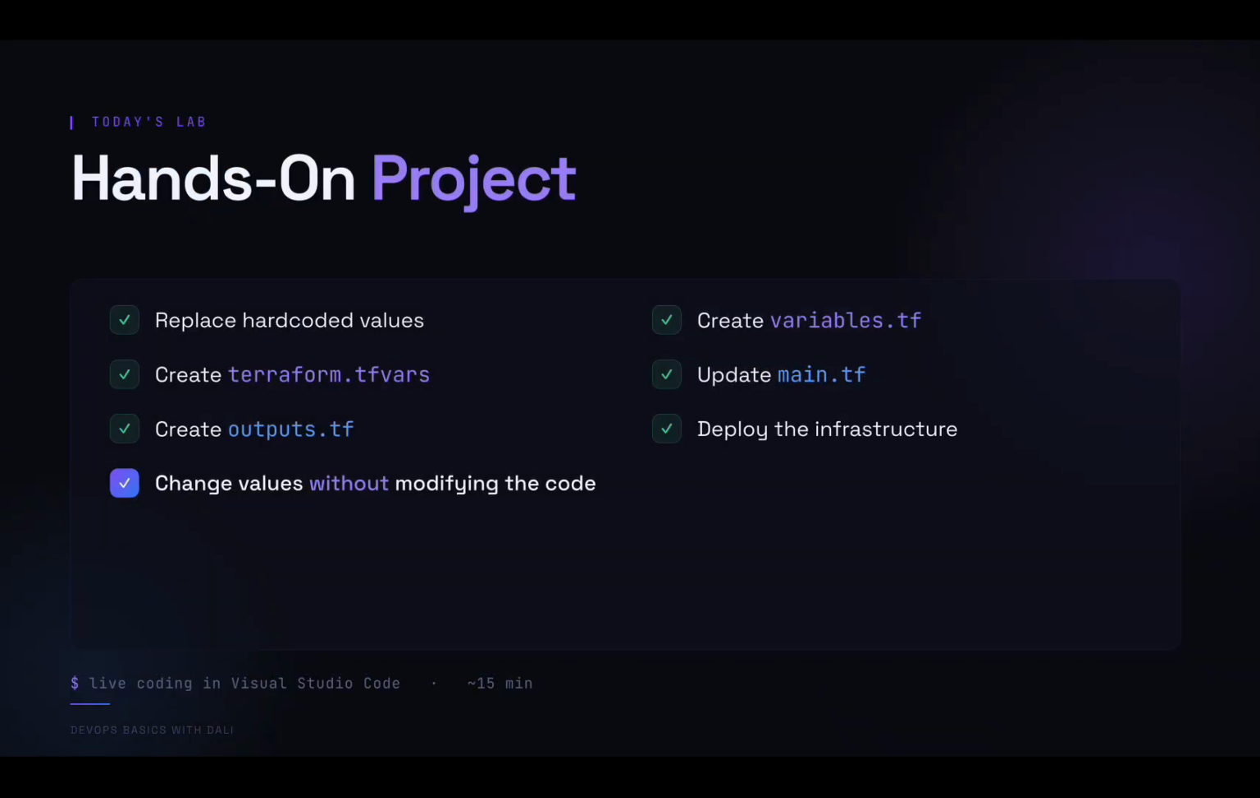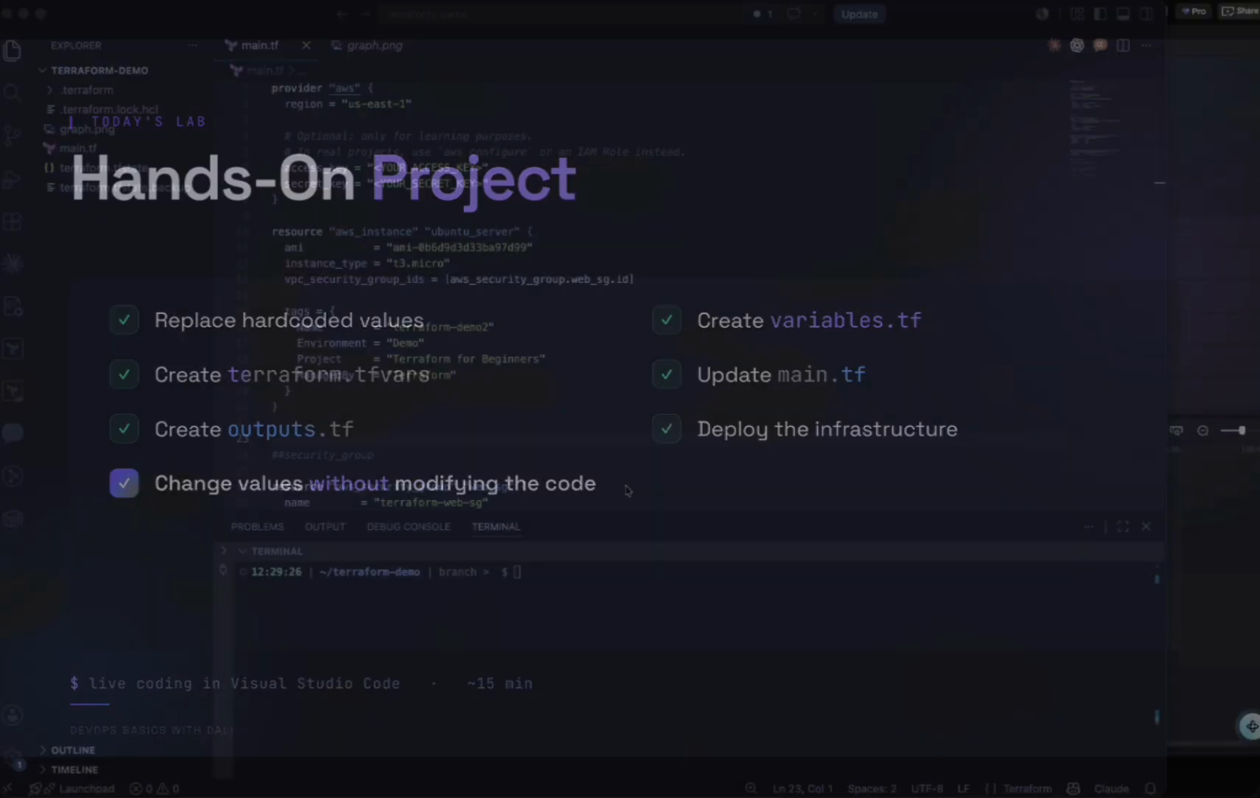Enough theory. Let's improve the project we built in the previous episode. We'll replace every hard-coded value with variables. We'll create a variables.tf file, define a terraform.tfvars file, update our existing configuration, create outputs, and finally deploy everything again. By the end of this lab, we'll have a much cleaner and reusable Terraform project.